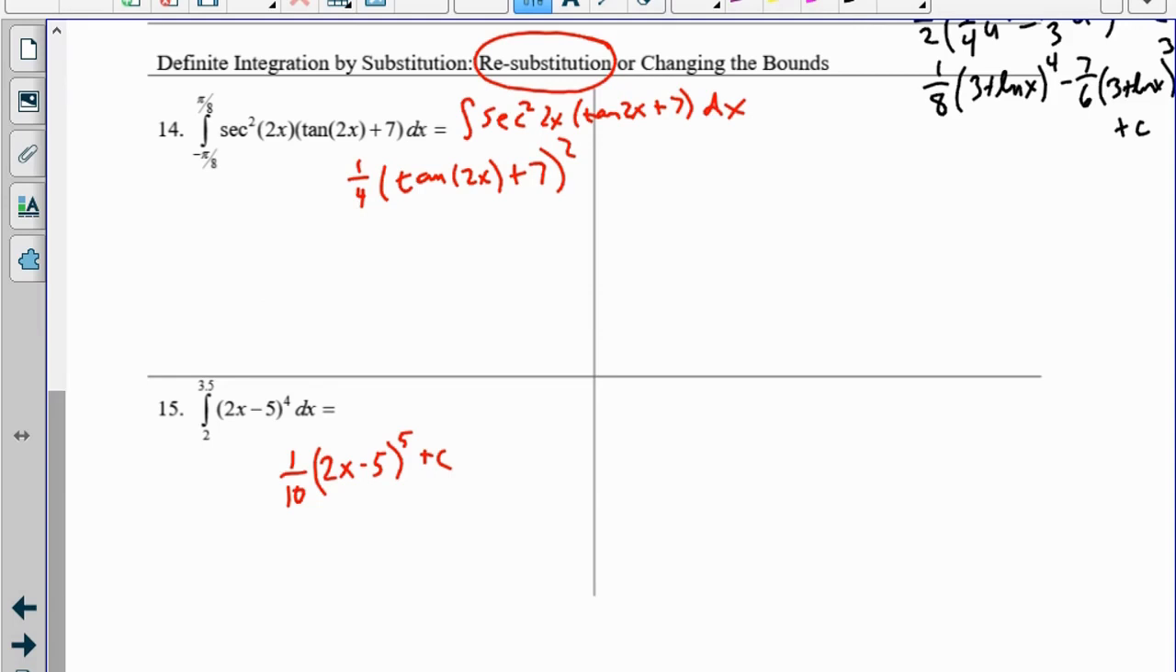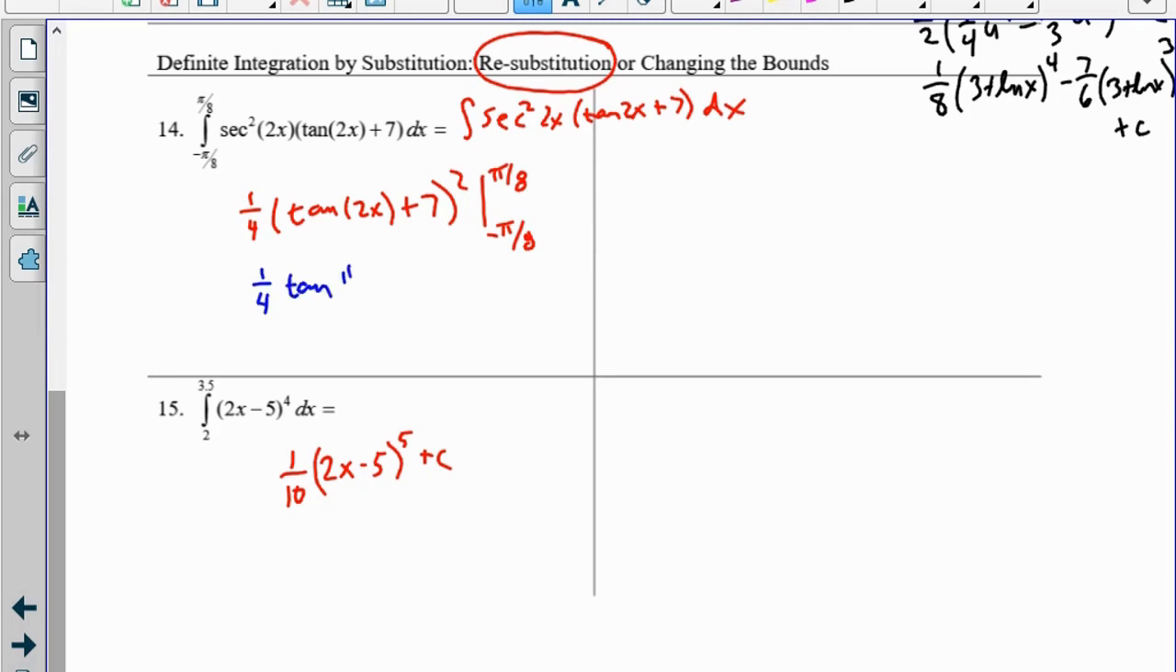And so then once we get this 1/4 tangent 2x plus 7 squared, we then go from negative pi over 8 to pi over 8. So we basically treat it like an indefinite integral, and then when we're done, after we substitute tangent 2x plus 7 back in, now we plug in pi over 8 and negative pi over 8.